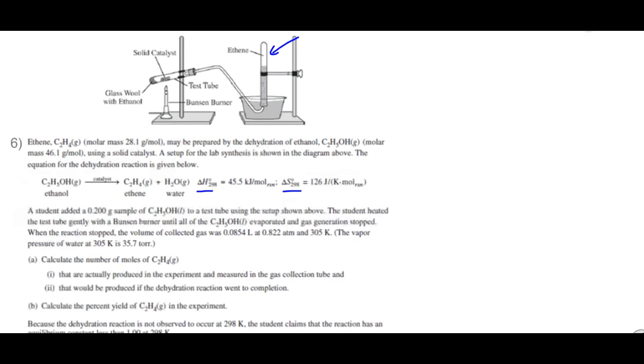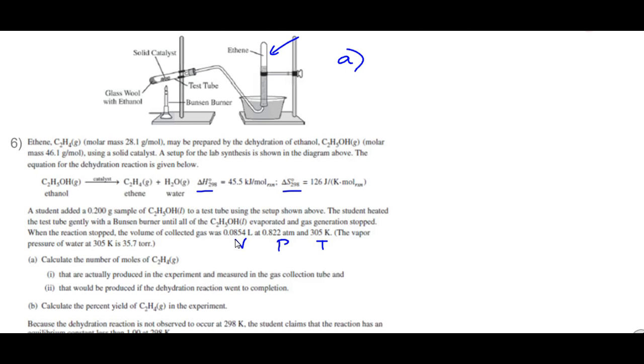So A, calculate the number of moles of C2H4. I, that are actually produced in the experiment and measured in the gas collection tube. And double I, that would be produced if the dehydration reaction went to completion. So let's talk about one at a time. If you were given volumes and pressures and temperatures, that's kind of screaming PV equals nRT. Ideal gas law is what is presently happening right now.